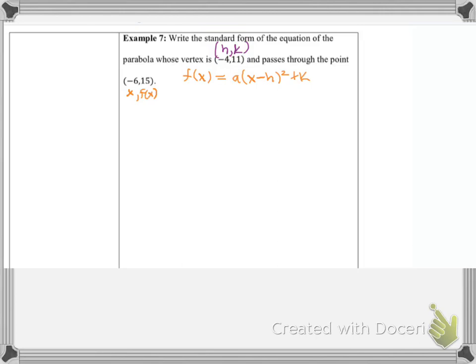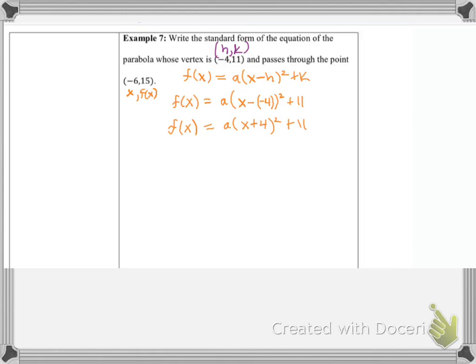So we know that f of x will equal a times (x minus -4) squared plus 11, since h is -4. But of course, we can simplify that to a times (x plus 4) squared plus 11.